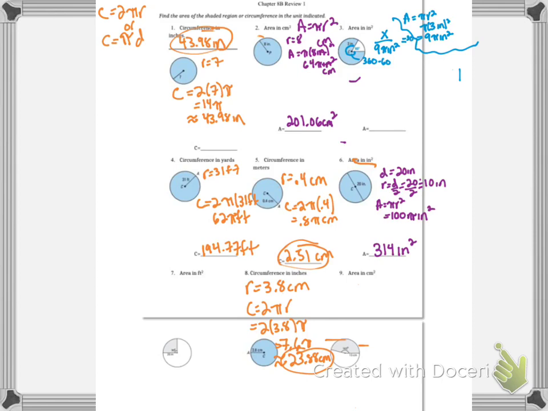I'm going to change my color again. I thought this was going to work, but I write too close to stuff, so there we go. 300 over our total of 360. 360 always goes in the denominator here. We're going to cross multiply.